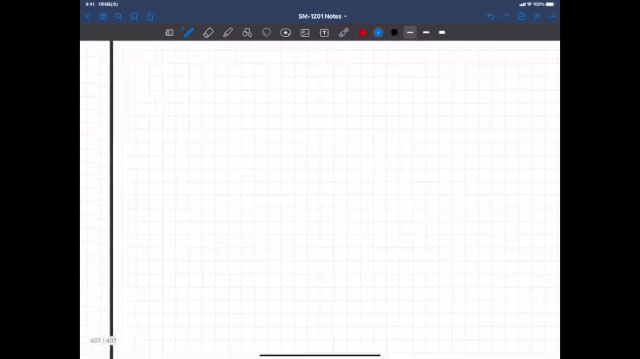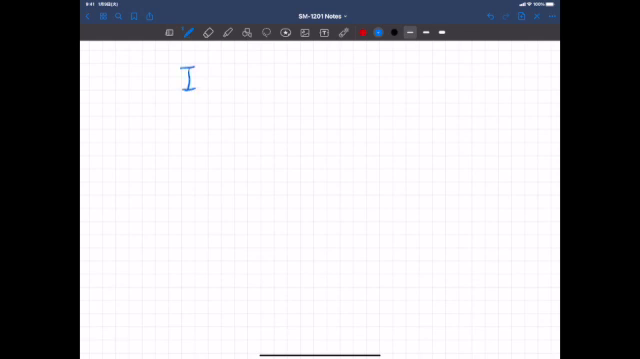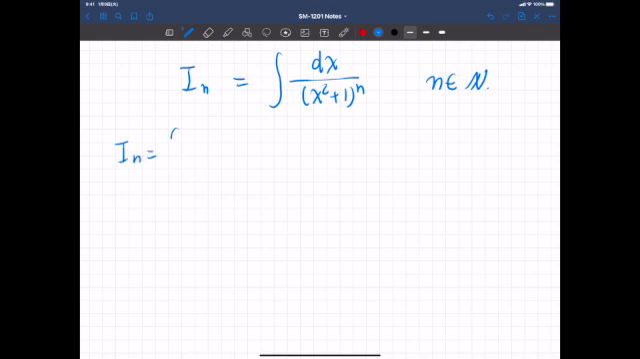Next, consider this example. Let's define I_n as this integral, dx over (x squared plus 1) to the power of n, where n is a natural number. First of all, let's note that this I_n is actually equal to the integral of (x squared plus 1) over (x squared plus 1) to the power of n plus 1. We just multiplied both numerator and denominator by x squared plus 1. So this is n plus 1, and an extra term appears here.